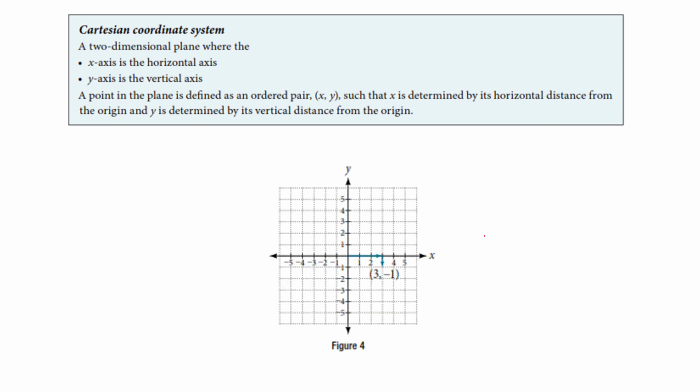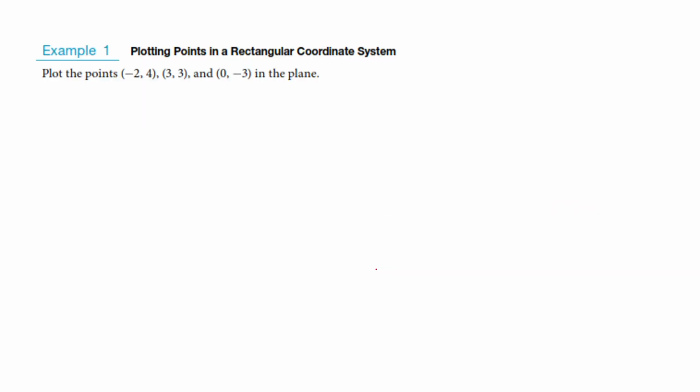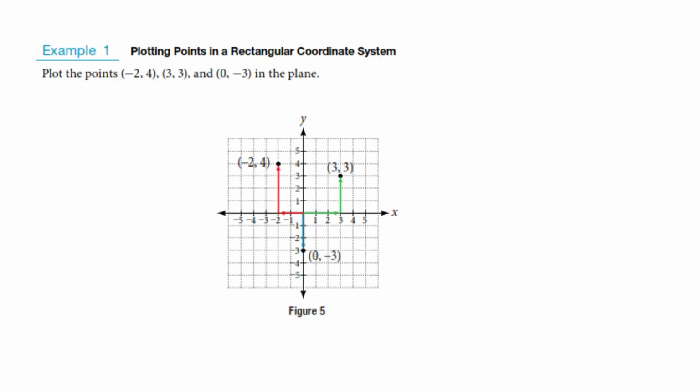Okay, so here they're just doing what I was just saying, (3, -1). So they'd find the x first, then you go down to the y. Okay, so we're just plotting some points here. So -2 in the x, 4 in the y would be up here. I've got 3 in the x, 3 in the y. I've got 0 in the x, -3 in the y.